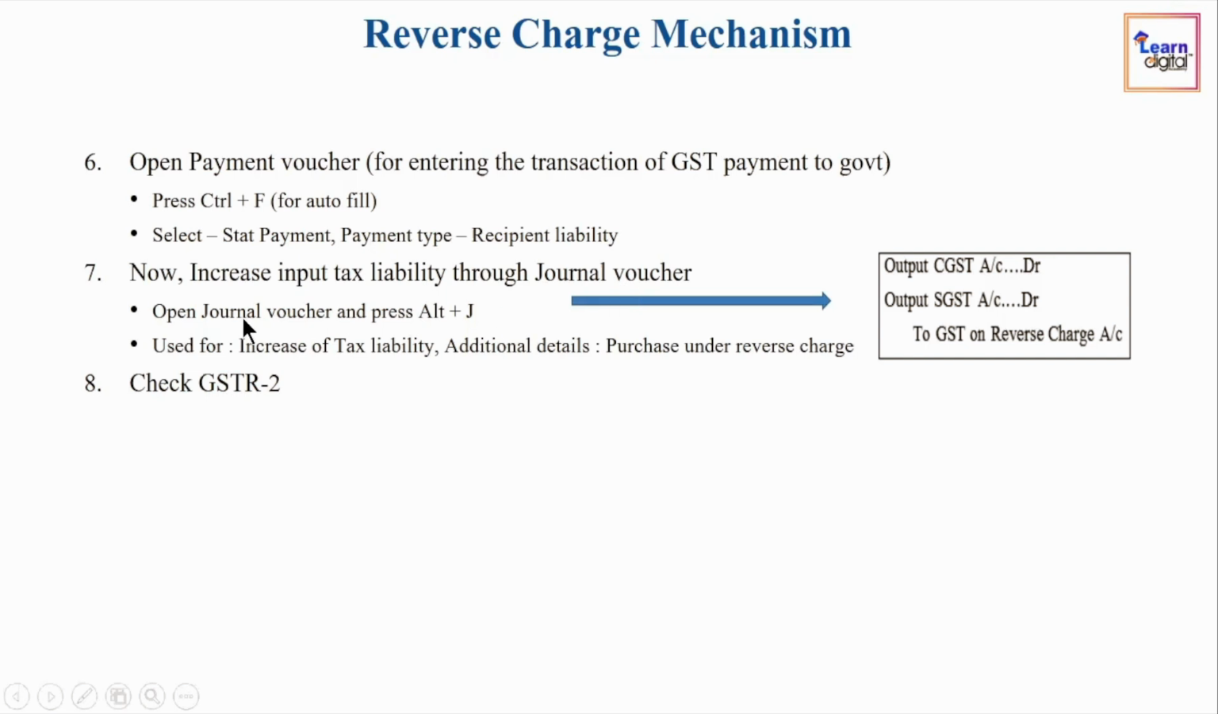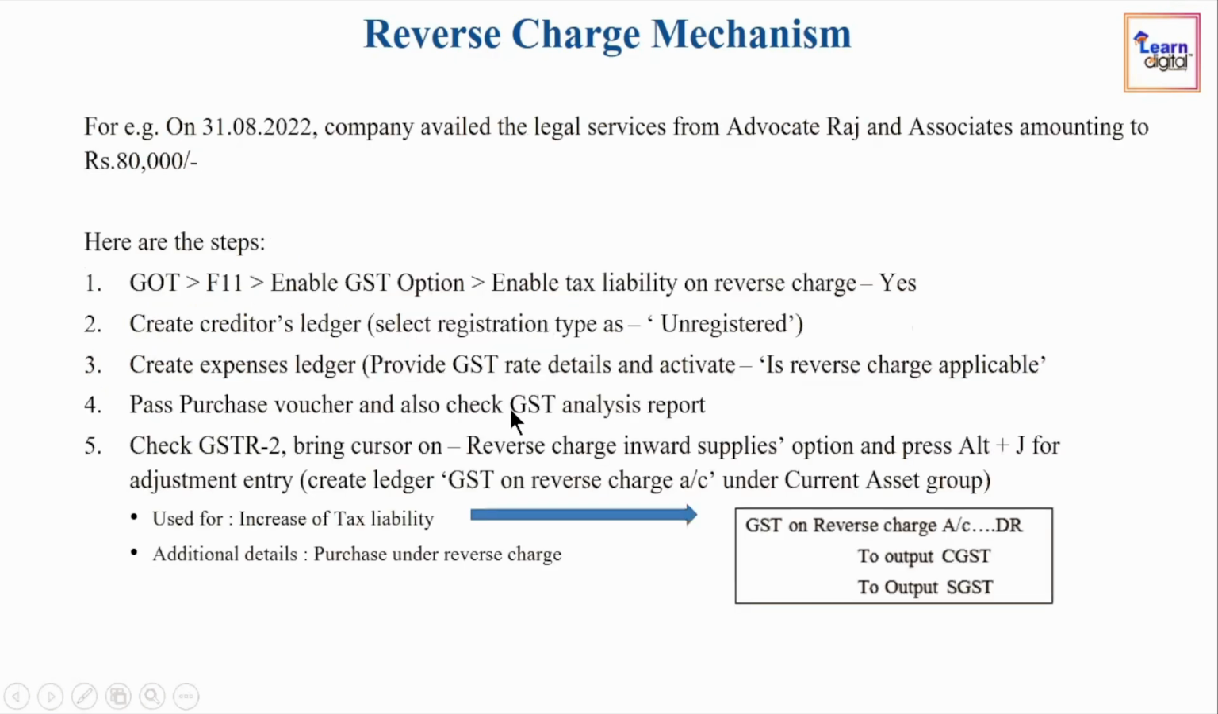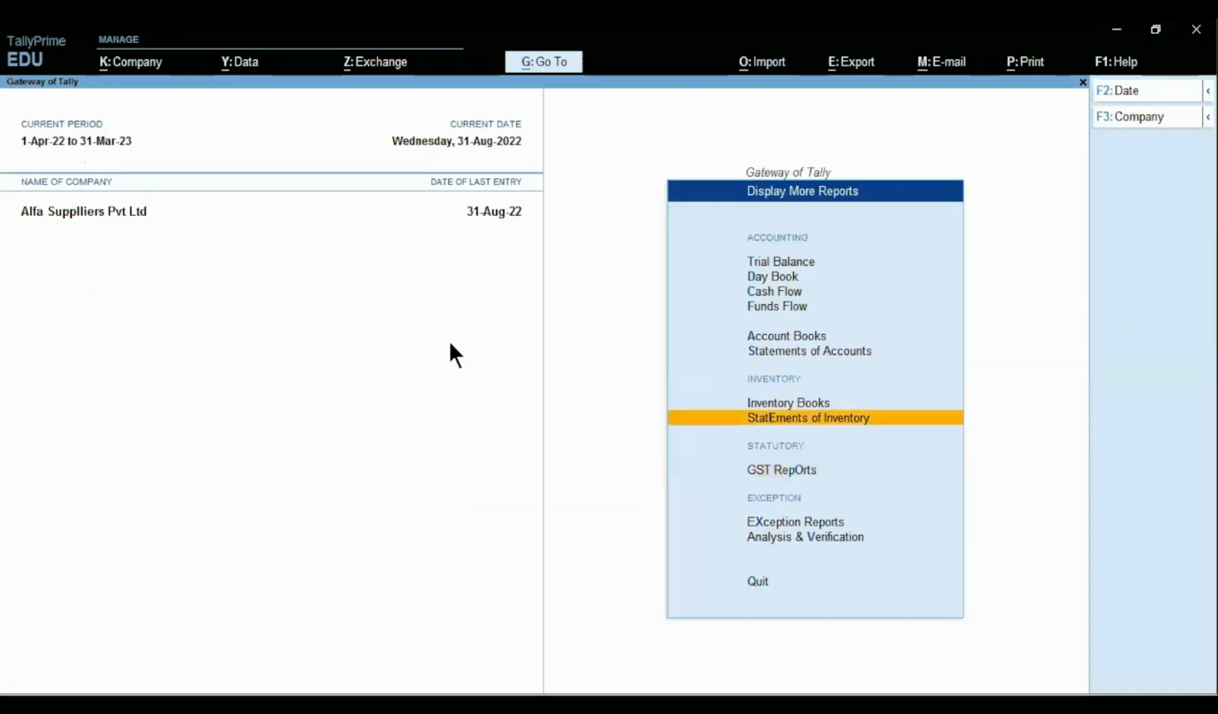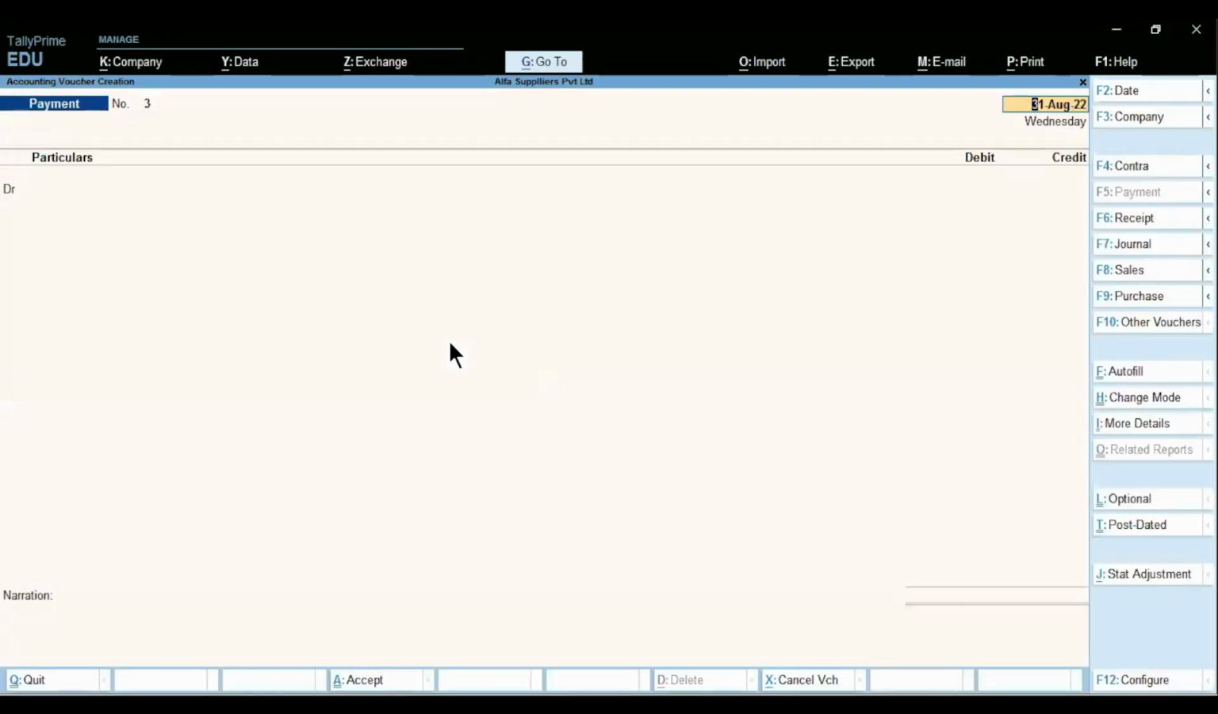And how will we enter this? The entry which we entered earlier, that is GST on reverse charge to GST ledgers, that we will reverse. Now we will enter it as output CGST account debit, output SGST account debit, to GST on reverse charge. And how to enter this? We will open a journal voucher, and in that press Alt J. So let's go to voucher entry. It is a payment voucher. We will convert it into a journal voucher on 31st of August, and here press Alt J.